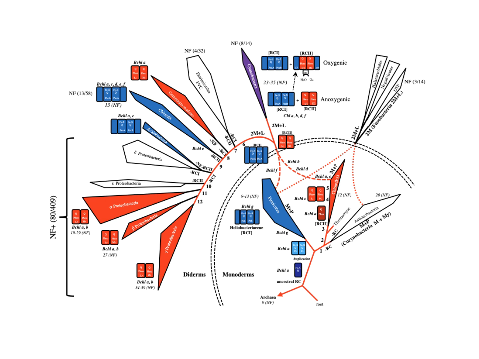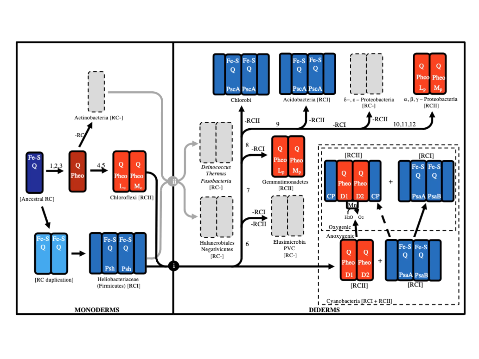And it looks like 2 separate groups of diderms originated from a couple of endosymbiotic events between 2 monoderms. And this is sort of a simpler diagram just showing the photosystems and how these 2 events led to modern bacteria. So you have this ancestral reaction center that evolves into 2 different reaction centers that have different ways of transferring electrons.